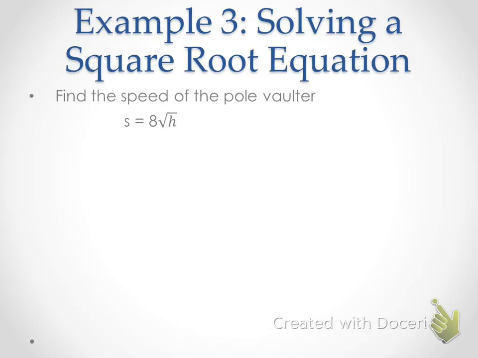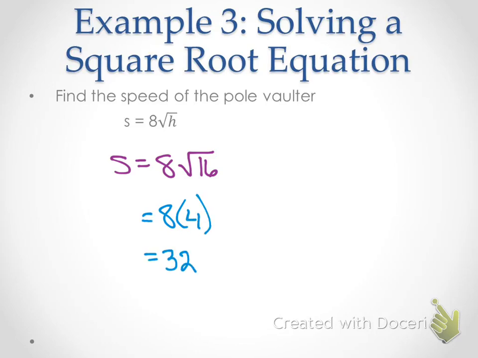So in example 3, it says to find the minimum speed, we're going to use this formula. S equals 8 times the square root of h. It's nothing you have to memorize. It's just the equation that they're giving us to use to solve, where S stands for speed and h stands for height. What was the height again? 16. So S equals 8 times the square root of 16. Well, what's the square root of 16? 4. So 8 times 4 is 32 feet per second.